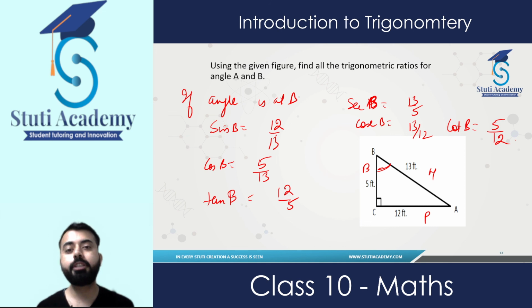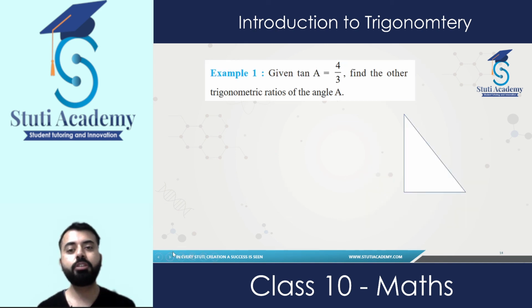So these are the trigonometric ratios if angles are at A and B. So you can find out the ratios using this. I hope you have understood the case, right? This is how you're going to calculate the ratios. Now let's see what do we have next. It is this one. Given tan A, let's say this is the case.